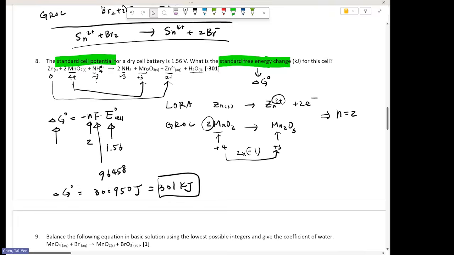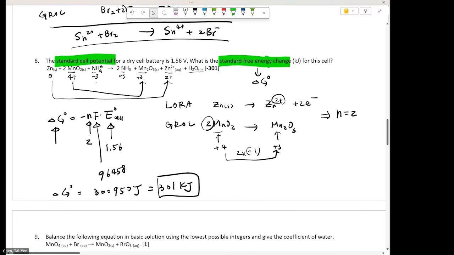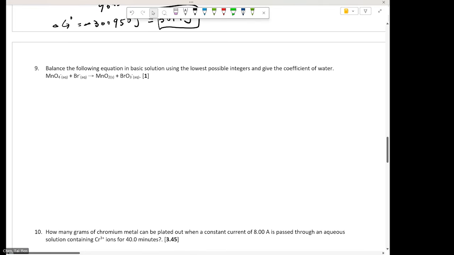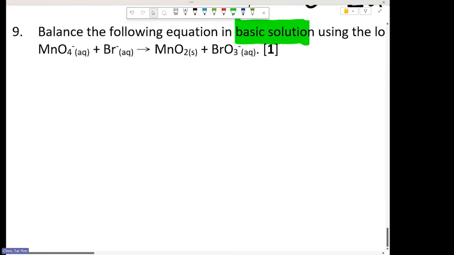So that's how you do question number 8. Number 9: balance the following equation in basic solution using the lowest possible integer and give the coefficient of water. Okay, so the keywords are basic solution and coefficient of water. Since it's a basic solution, if you are missing H, you use H2O. If you are missing O, you use 2 equivalents of OH minus.